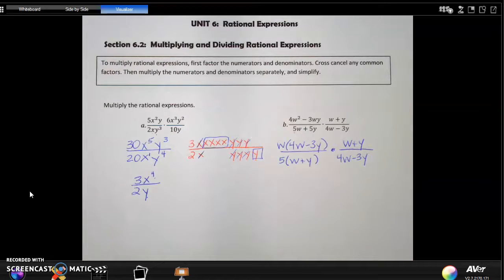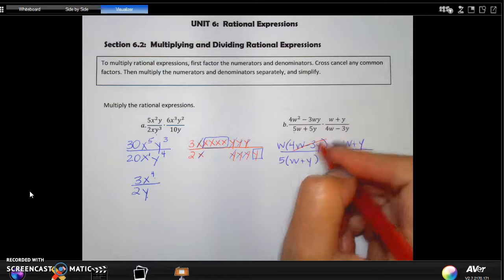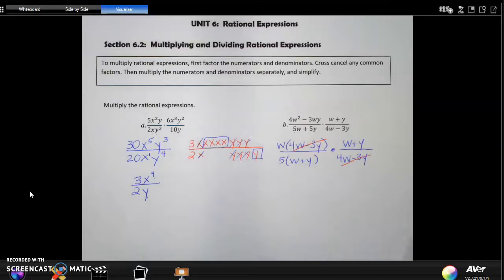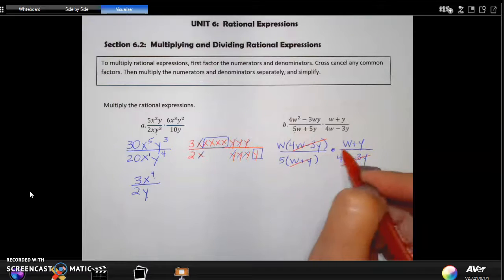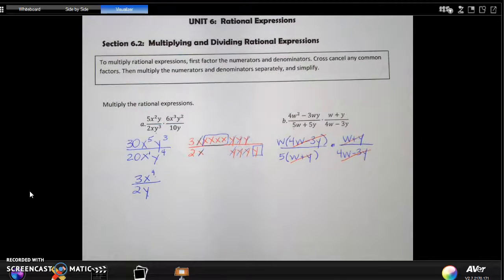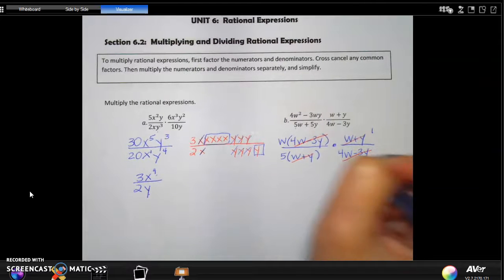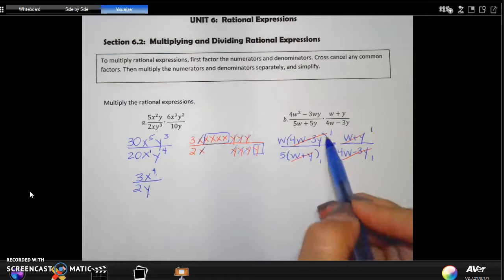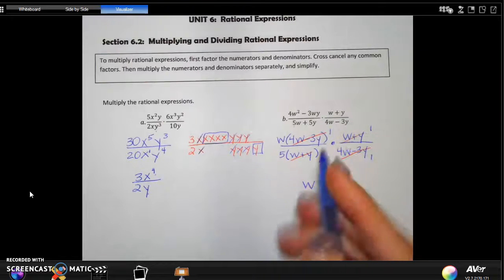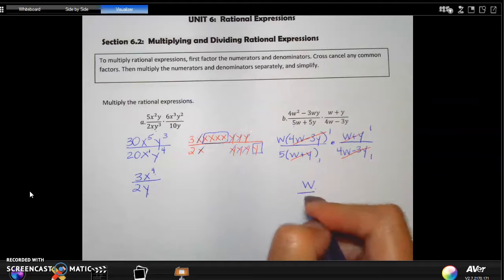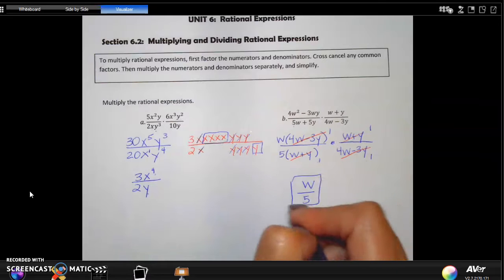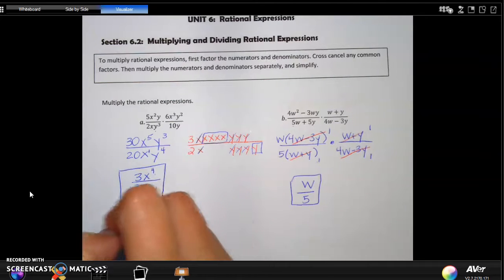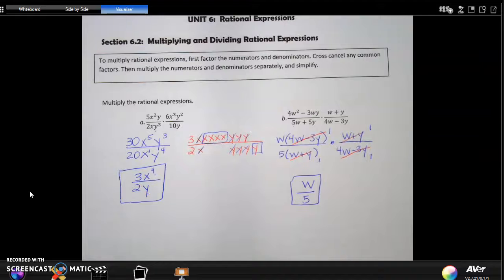Now we can start kind of cross-canceling. So remember, anything on the top that's exactly like anything on the bottom, we can cancel. So even though this one's in this fraction and this one's in this fraction, you're allowed to cancel those. Same thing here, we can cancel across the way there. So then when you multiply across the top, because all of these are changing into ones, w times 1 is just w, and then 5 times 1 is just 5 on the bottom there. So that's just w over 5. So there's just your first two examples there.